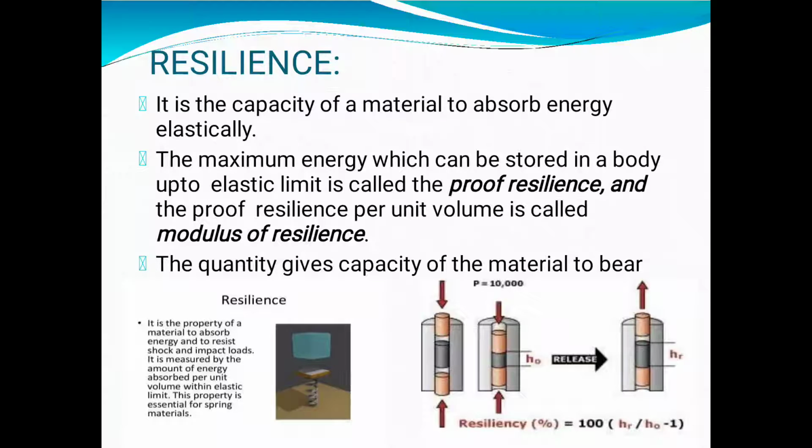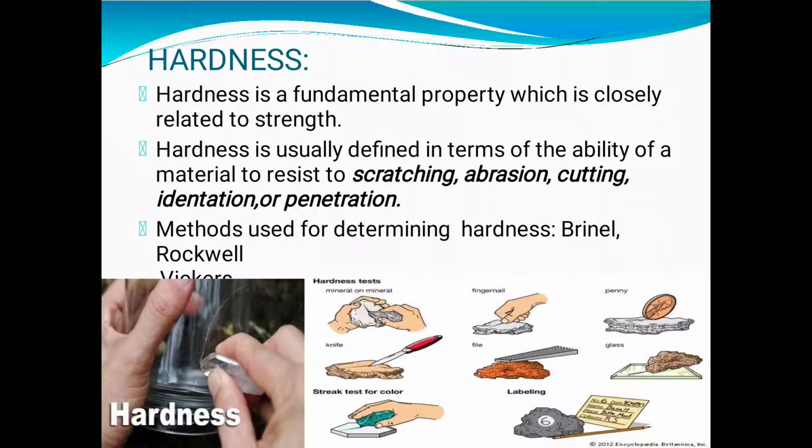Resilience is the capacity of a material to absorb energy elastically. The maximum energy which can be stored in a body up to the elastic limit is called proof resilience, and the proof resilience per unit volume is called modulus of resilience. This quantity gives the capacity of a material to bear load. Here I have also shown examples of resilience. Resilience is the property of a material to absorb energy and to resist shock and impact load. It is measured by the amount of energy absorbed per unit volume within the elastic limit. The property is essential for spring material.